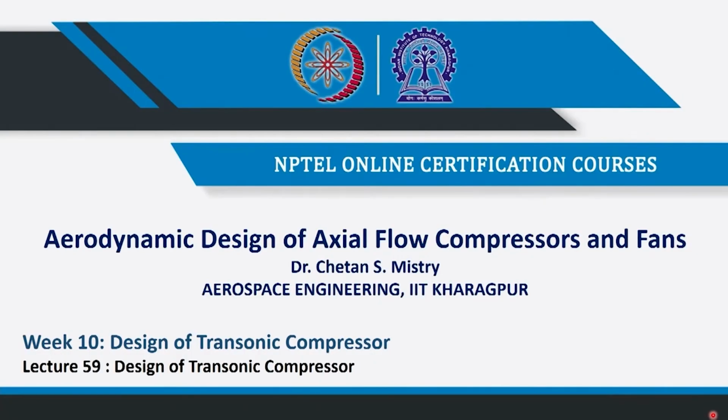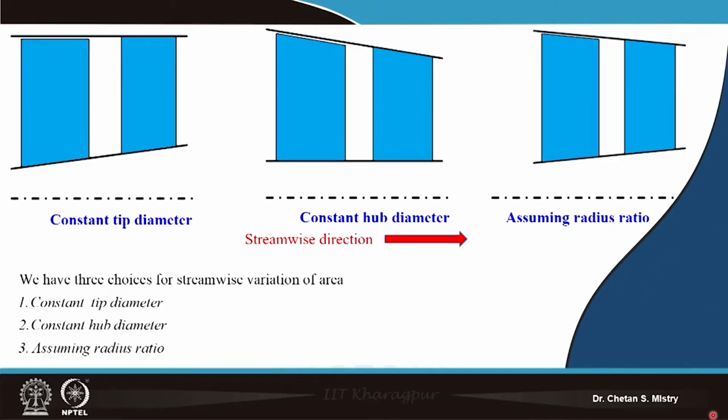Hello and welcome to lecture 59. We are discussing the design of transonic compressor. In the last few lectures we were discussing the design of transonic compressor with different flow track configurations. As transonic compressors are mainly high pressure compressors, the per stage pressure ratio is very high, and that is the reason why the flow coming out at the exit will have higher pressure.